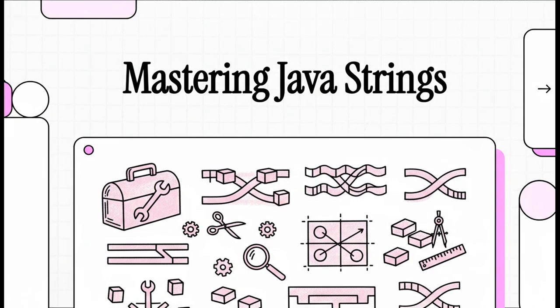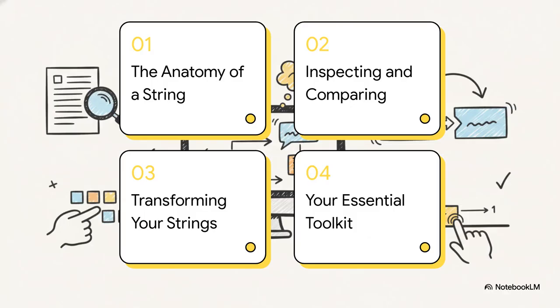All right, let's get right into it. Today, we're cracking open a toolbox that every single Java programmer needs to have on their belt, the String Toolkit. Seriously, you're going to be working with text all the time, and really mastering these tools is what separates clunky code from something that's truly elegant and efficient. So, let's get started.